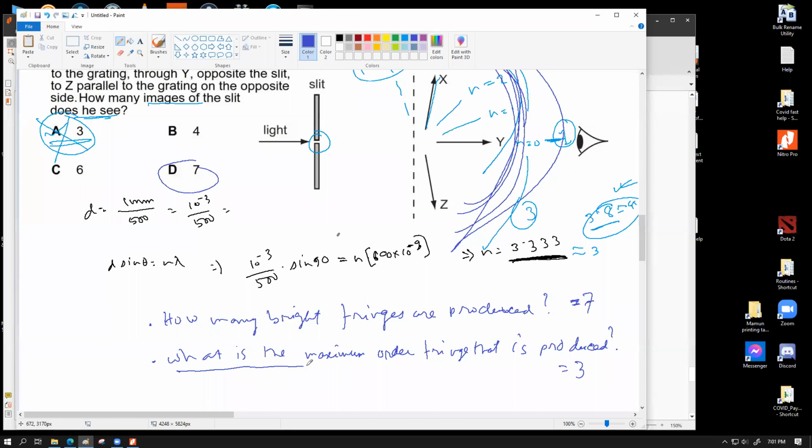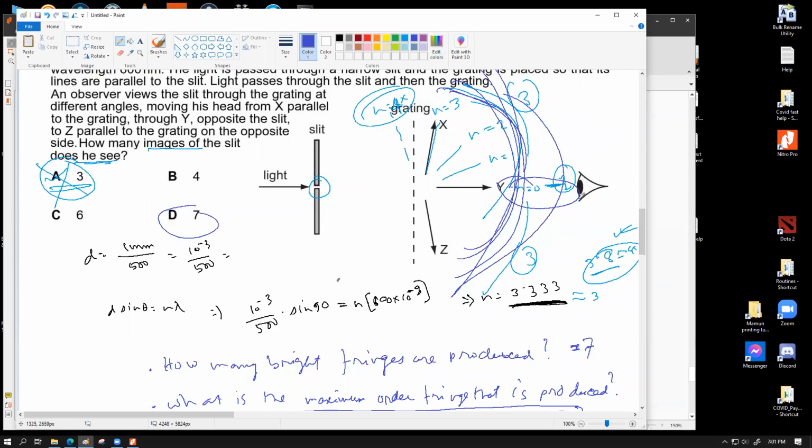Read what this question is saying. What is the maximum order fringe that is produced? Maximum order fringe that is produced means what is the highest value of n that was obtained from the experiment? N equals 0 is a default output for any experiment. Irrespective, you are always going to get the central maxima. Always. Above that, what is the maximum number of fringes? N equals 1, 2, 3, 4, 5, 6 in that order. What is the maximum order that was obtained? It's not 1, 2, 3, 4. It's 0, 1, 2, 3.